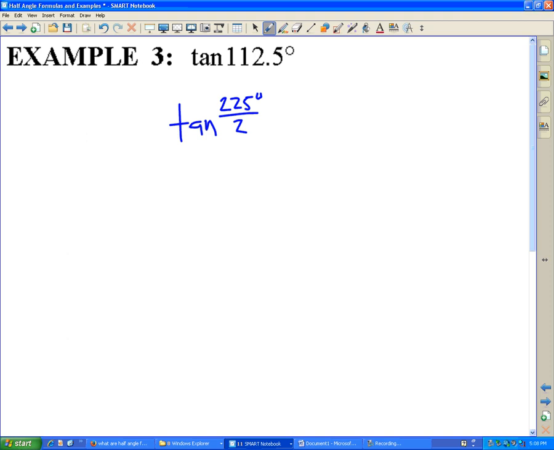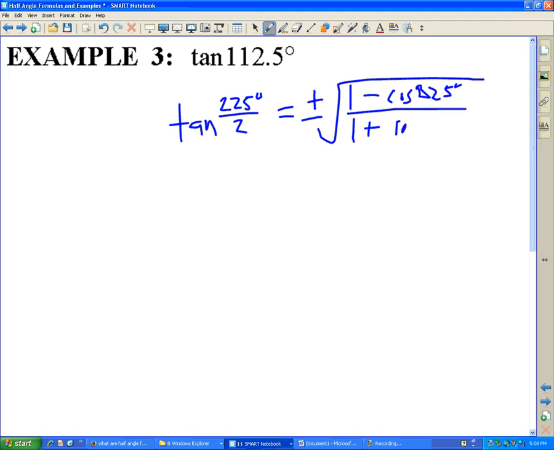This is equal to plus or minus the square root of 1 subtract cosine of that angle. Remember, we're always using cosines in the formulas. Over 1 plus the cosine of 225. Okay?